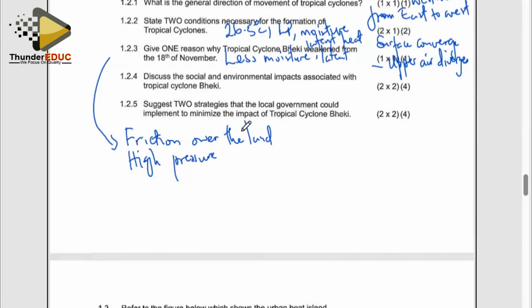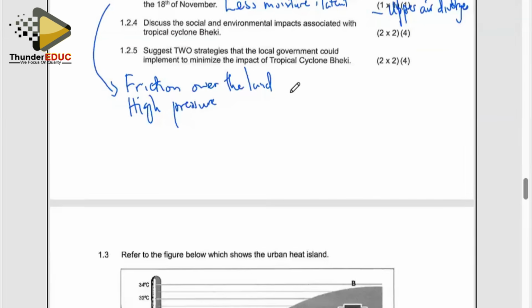We move on to the next question. Discuss the social and environmental impacts associated with the tropical cyclone Becky. Right, what you must note here, your question is specific. You must address either side. This is a balanced question. It needs a social and environmental, which means for a 2x2 response question, you cannot give two answers for social only and expect to get 4 marks because your response is not balanced. You must at least address one social and one environmental.